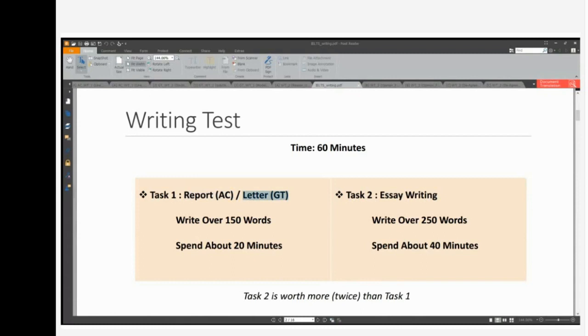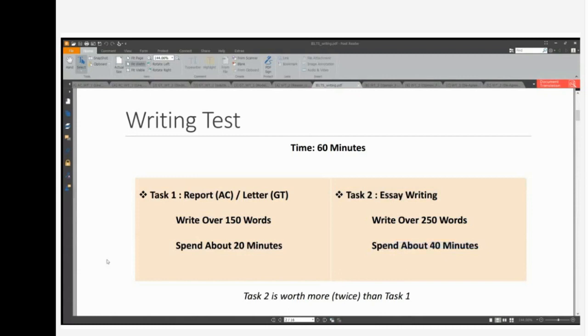So there are only two tasks, task 1 and task 2. In task 1, you have to write over 150 words. In task 2, you have to write over 250 words. It says spend around 20 minutes on task 1 and 40 minutes on task 2. Obviously, you should spend more time on task 2 because it is worth more marks.